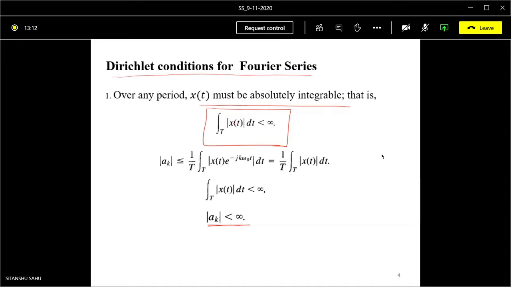Then we see that for x(t), absolute summability alone is not a sufficient condition. Then we go for square summability. Okay, so that means over t, the integral of |x(t)| squared dt should be less than infinity. This is square summability. Square summable. Okay.